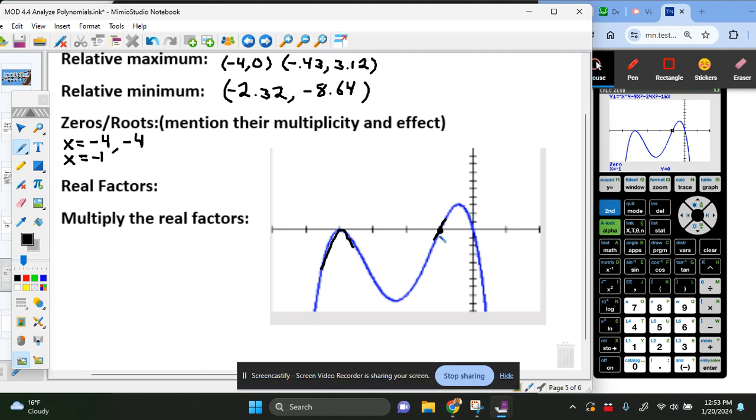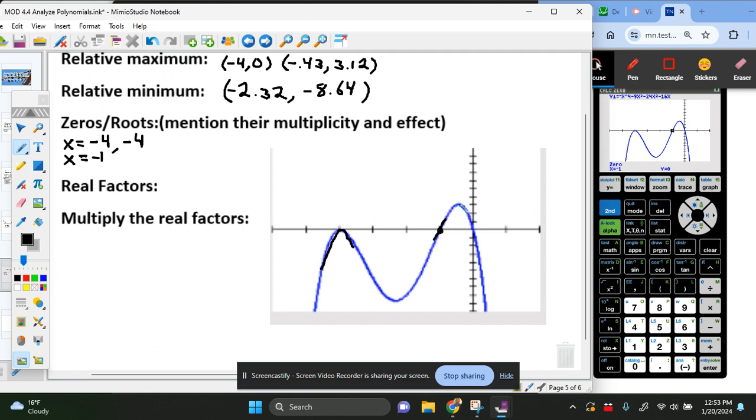Why did I say negative 1? Because that's the 0. It has a minimum multiplicity of 1. It's going to have an odd multiplicity. That 0 is going to be repeated an odd number of times, so at least once. Let's continue on.